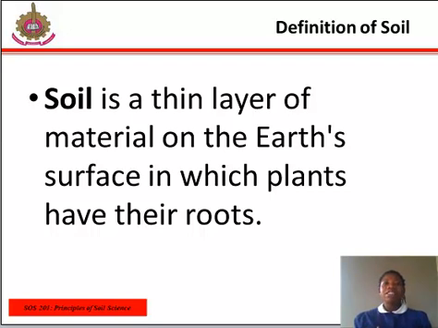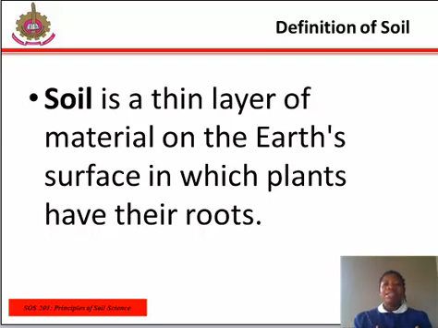Some of the definitions, ranging from very simple to very professional, include the following. Soil is a thin layer of material on the earth's surface in which plants have their roots, and it is made up of many things such as weathered rock and decayed plant and animal matter. Therefore, soil is formed over a long period of time.